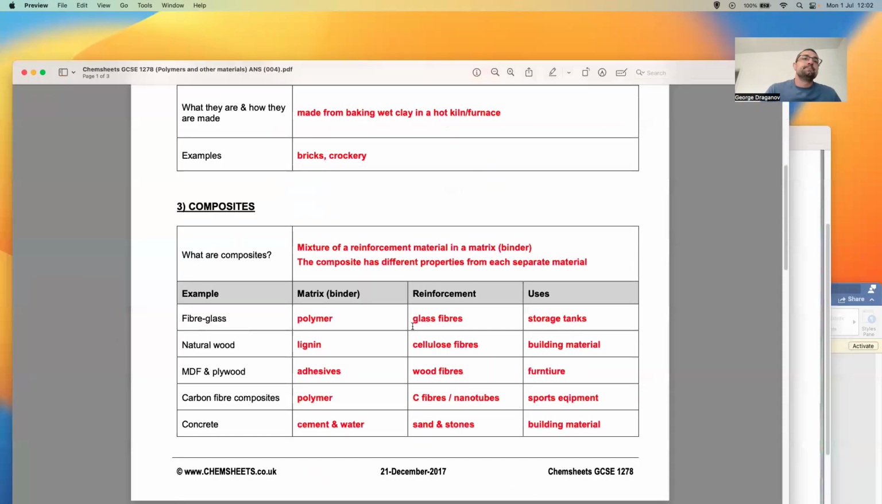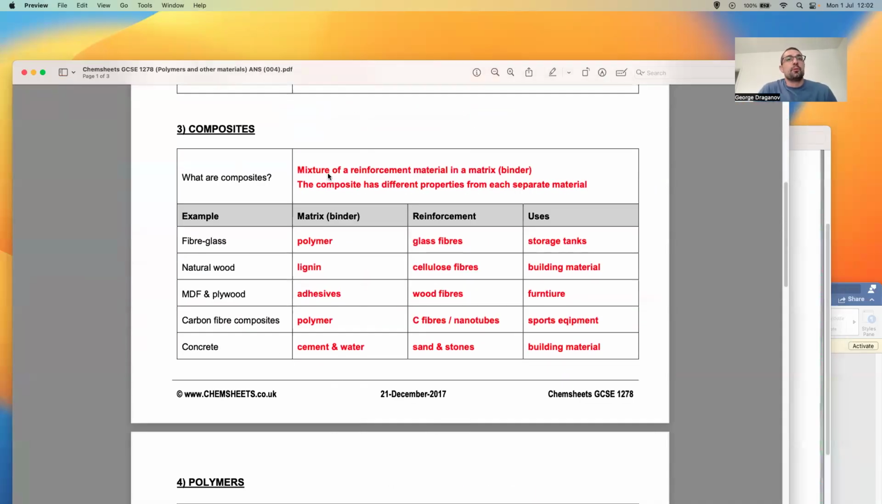Now, if you look here, what's a composite? A composite is a mixture of a matrix, okay, a reinforcement material in a matrix called a binder. And the composite has different properties from each of the separate materials used to make it. So for example, let's have a look at fiberglass. Fiberglass has a matrix, which is a polymer, and the reinforcement is going to be the glass fibers. If you take concrete, for example, the matrix is the cement and the water, and the reinforcement is the sand and stones.